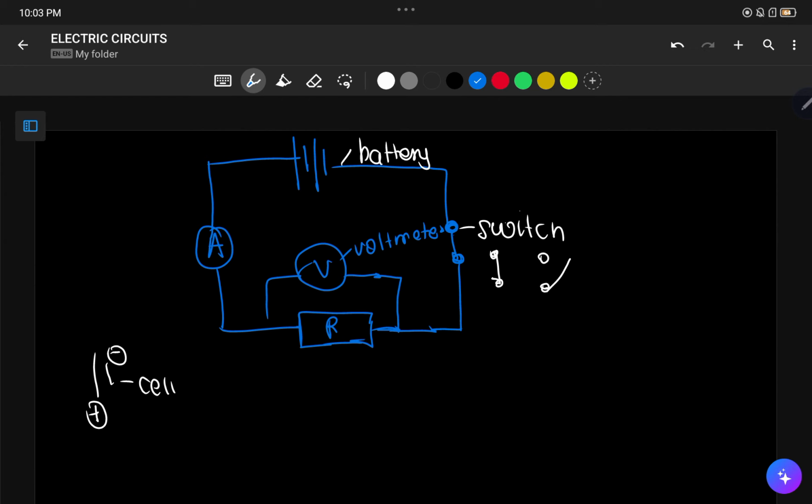So, these are the crucial components when we talk about an electric circuit: a battery that provides energy, an ammeter that measures current, a voltmeter that measures potential difference, a resistor that resists the flow of current or the flow of charge, and a switch that determines whether or not electric charges can flow, depending on whether the switch is open or closed.